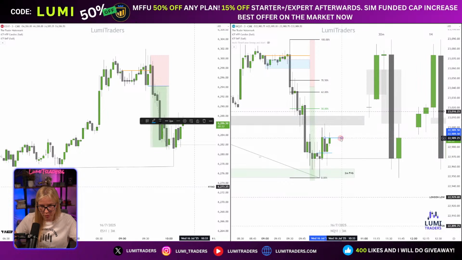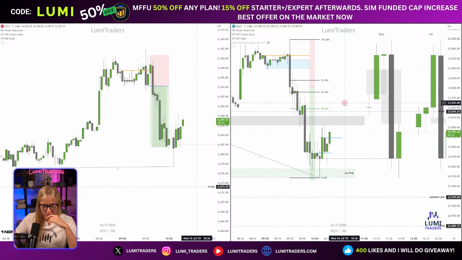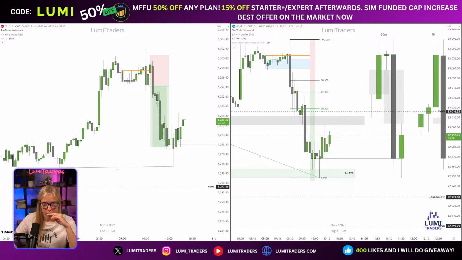Let's see if we get propulsion block because we got a huge wick, 20 seconds left in this candle. No, I'm kind of struggling with this long setup on NQ yet. We got the closure.